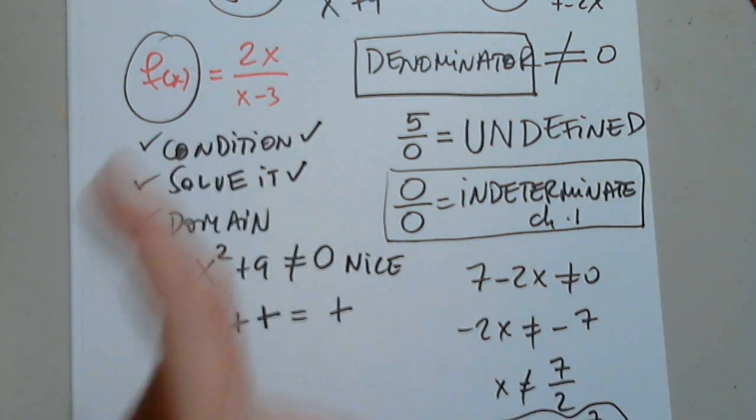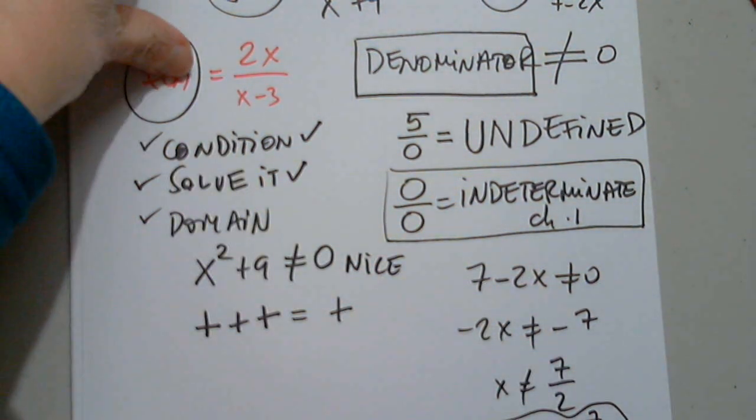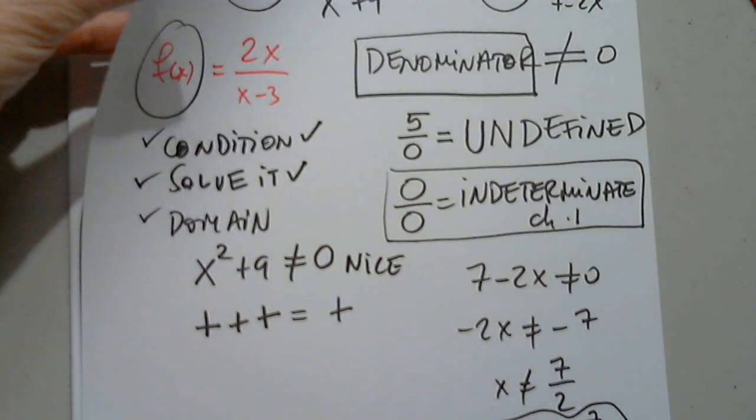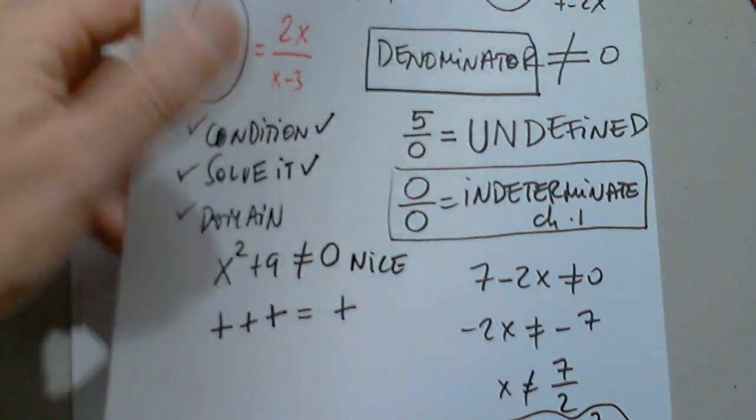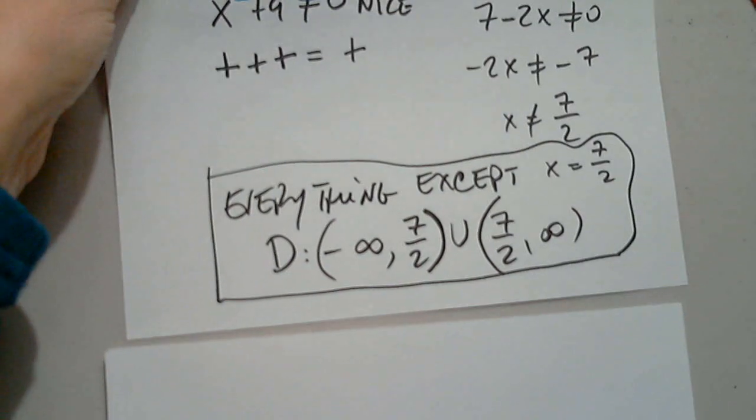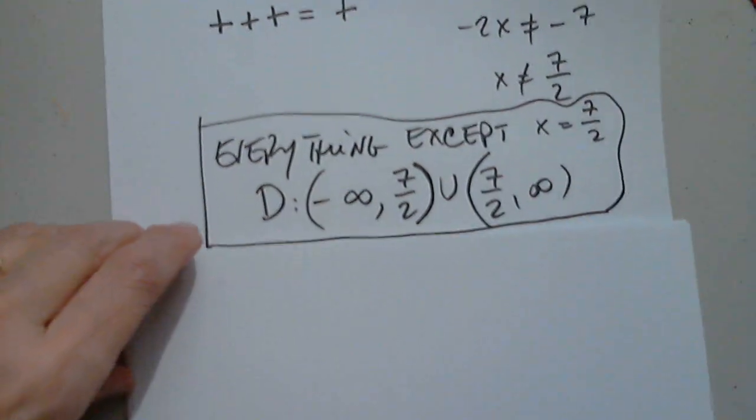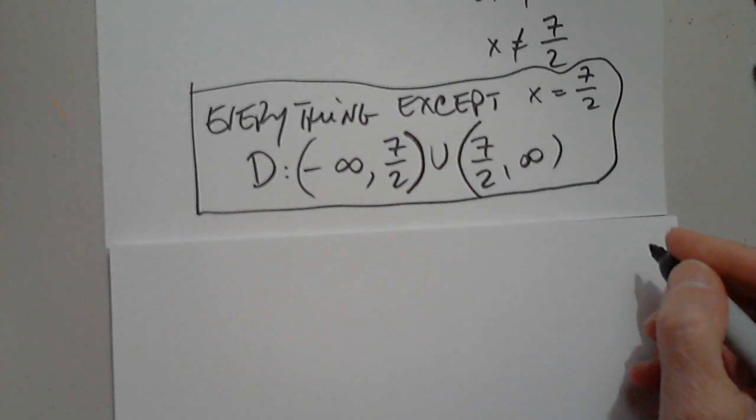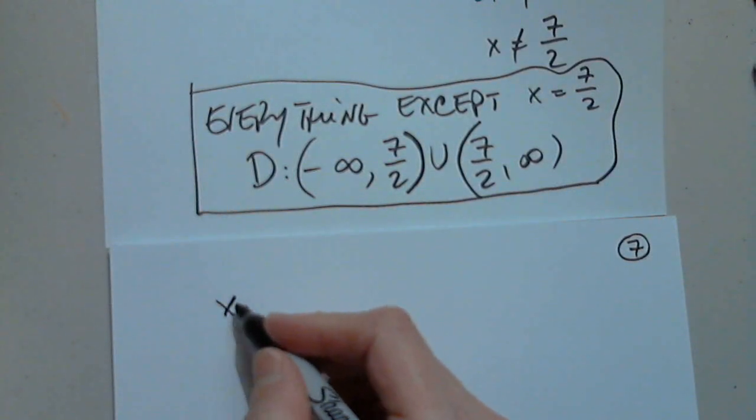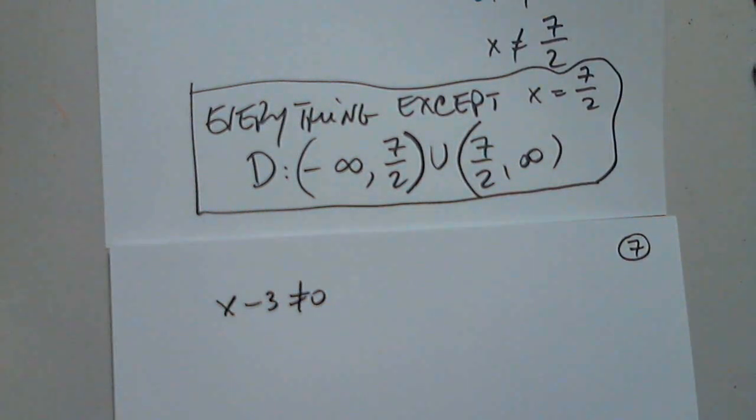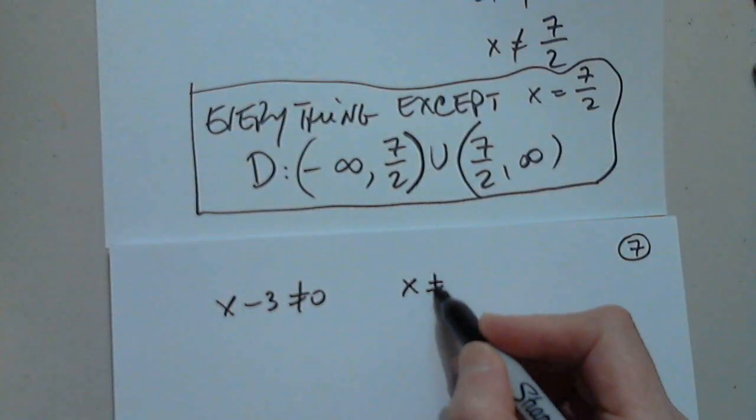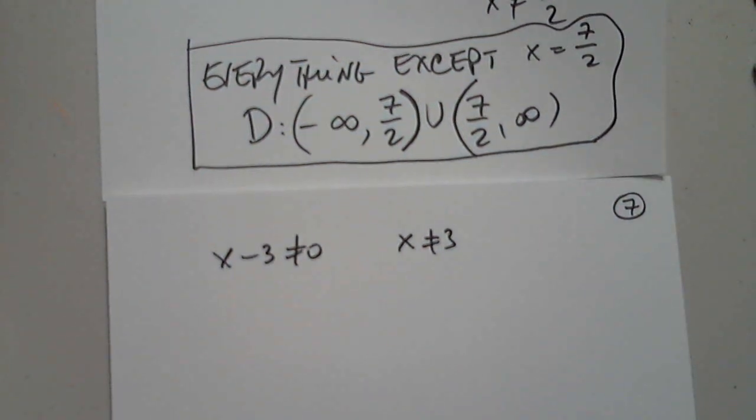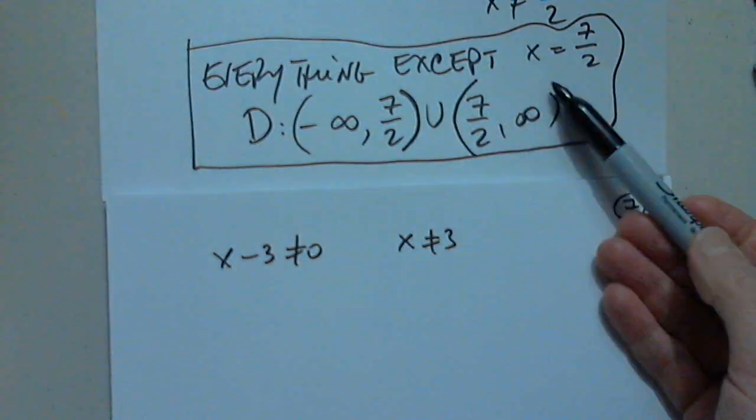Can anyone else tell us what to write? X minus 3 cannot equal 0. Excellent. That's the condition. Brilliant. Indeed, x minus 3 cannot equal 0. I move 3 to the other side. X cannot equal 3. And now the same thing, everything except 3.